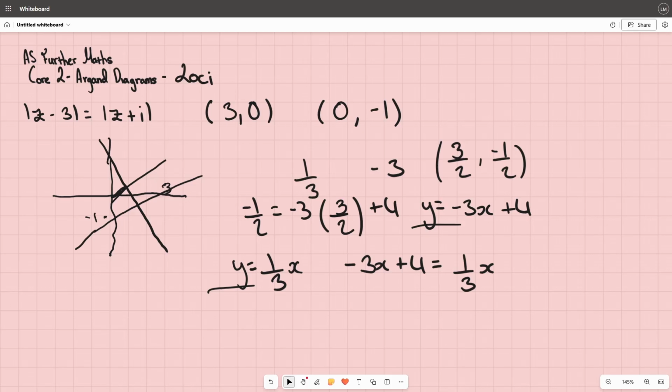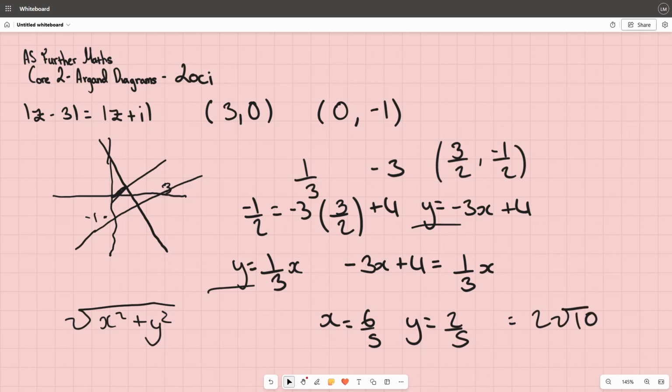And if you do a bit of substitution, you can find out that x is equal to 6/5 and y is equal to 2/5. And then, if you remember before, for magnitude you do the square root of x squared plus y squared. And so we sub in x and y: the square root of (6/5) squared plus (2/5) squared. And your answer is 2√10/5.